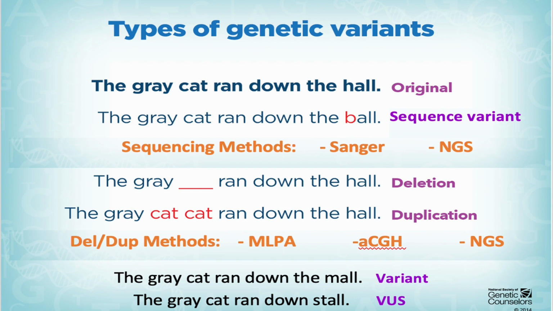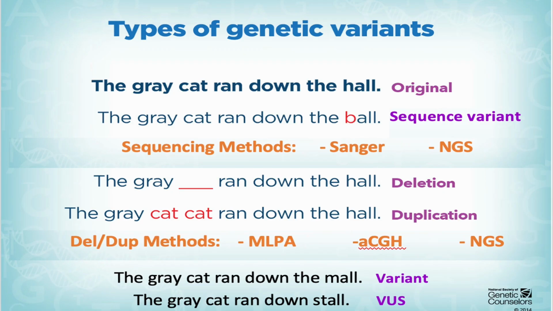For example, the gray cat ran down the mall. Here, the meaning is slightly changed, much like how a variant in our DNA may change a gene's function without causing disease. Finally, we have something called a variant of uncertain significance, or a VUS. In the sentence, the gray cat ran down the stall, the change is different, but it's unclear if this alteration affects the overall meaning or function. In genetics, a VUS is a variant we can't yet classify as harmful or benign.